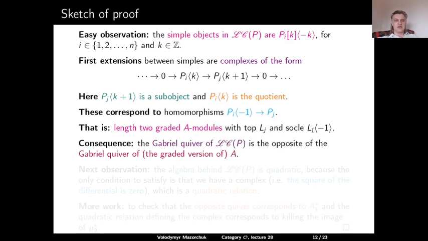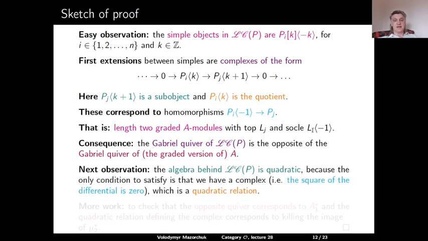So a consequence of this is that the Gabriel quiver of LCP is the opposite of the Gabriel quiver for the algebra A. And next observation, the algebra behind the category of linear complexes must be quadratic, because the only condition which we want to satisfy when we construct a linear complex is that we get a complex, and this is a quadratic condition given by the differential in the complex being 0. So it is natural to expect that the algebra behind the category of linear complexes of projective modules is quadratic.